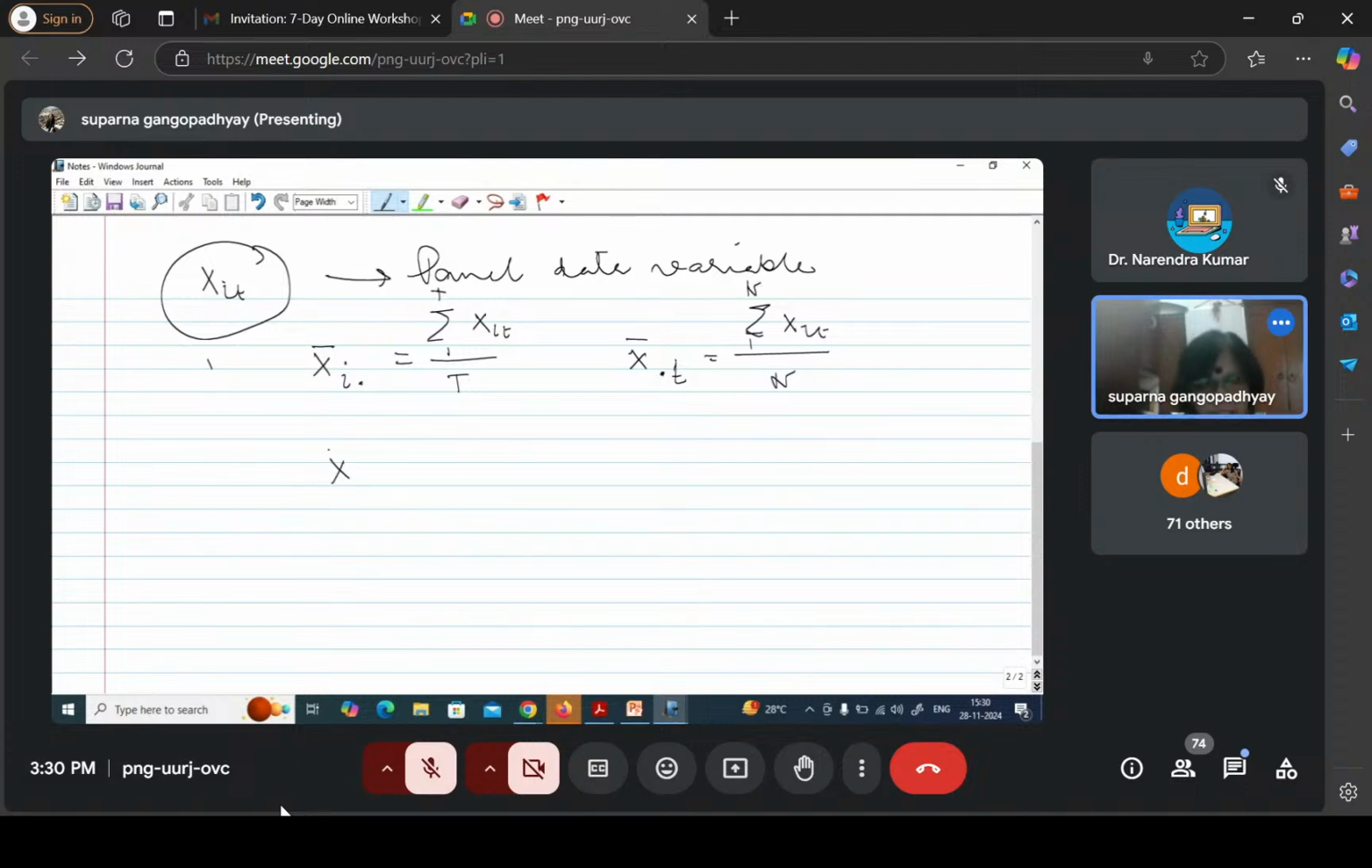And your grand mean means you are summing it all up. That means summation from 1 to N, 1 to T, X_it, whole divided by the total number of observations. Suppose you have 20 states and 4 periods, then there are 80 observations like this.